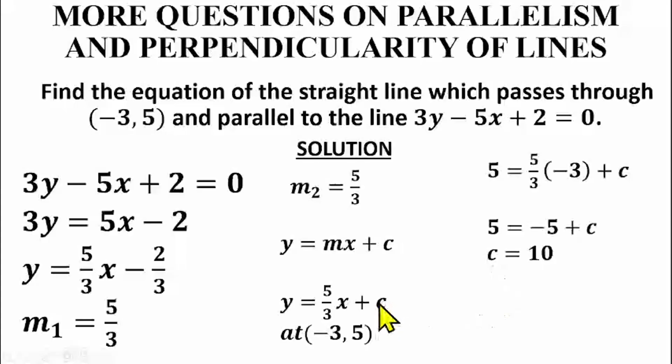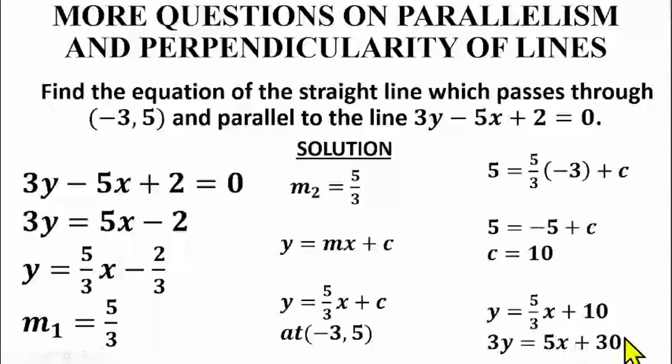If you put that into this equation here, you have y equals 5 over 3 x plus 10. So this is the equation we are looking for that is parallel to this equation here. And we can also clear this denominator by multiplying through by 3. So that gives us 3y equals 5x plus 30, which is the equation we are truly looking for.